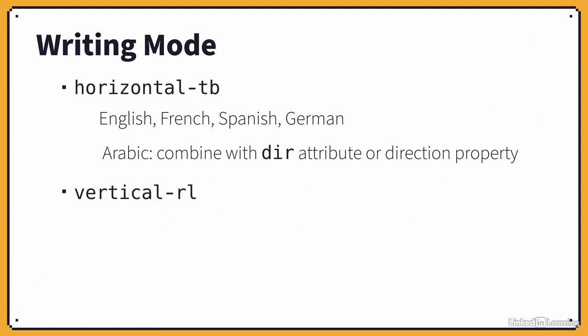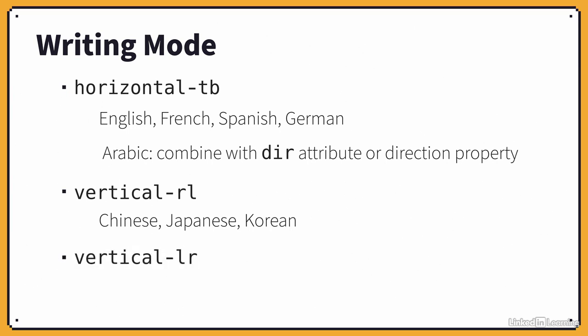Vertical RL means vertical right to left. This would include Chinese, Japanese, and Korean as languages written in this orientation. This orientation also works well with English when read at a 90-degree angle. Vertical LR means vertical left to right, which would include Mongolian. English is more difficult to read in this orientation.